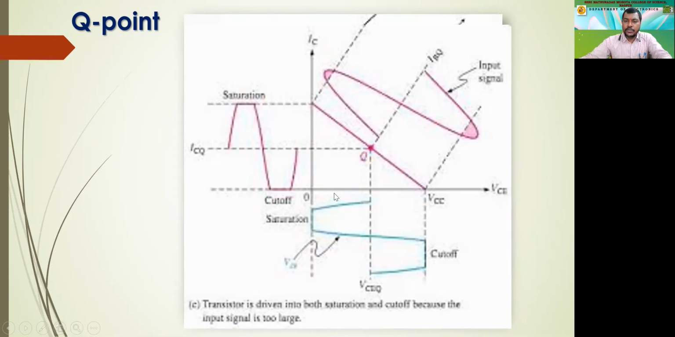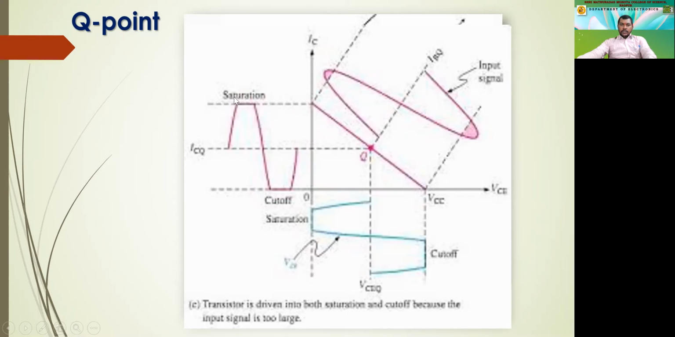The base emitter junction should remain forward bias, and therefore we initially provide that biasing to the transistor, so that it remains in forward bias. So we don't expect that the transistor will go in cutoff or saturation. It should remain in the active region, right?